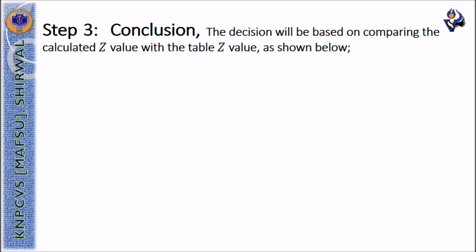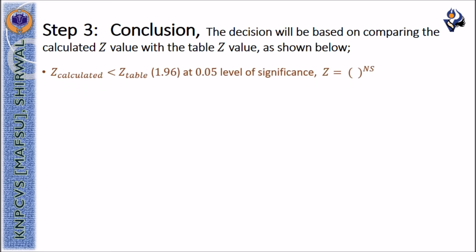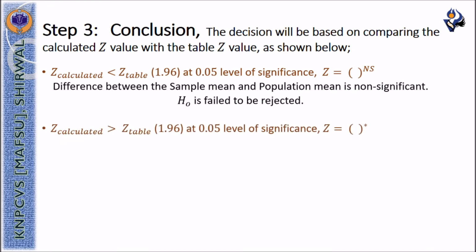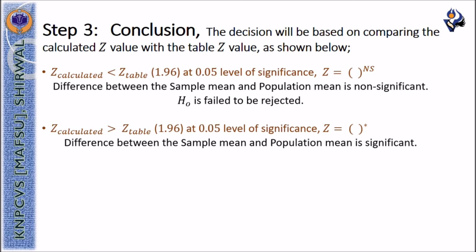The conclusion will be based on the comparison of calculated z value with the table z value as shown over here. If the calculated z value is less than table z value, that is 1.96 at 5% level of significance, we say that the difference between the sample mean and population mean is non-significant, and therefore null hypothesis is failed to be rejected. If calculated z value is greater than 1.96, then we say that difference between the sample mean and population mean is significant. Null hypothesis is therefore rejected.